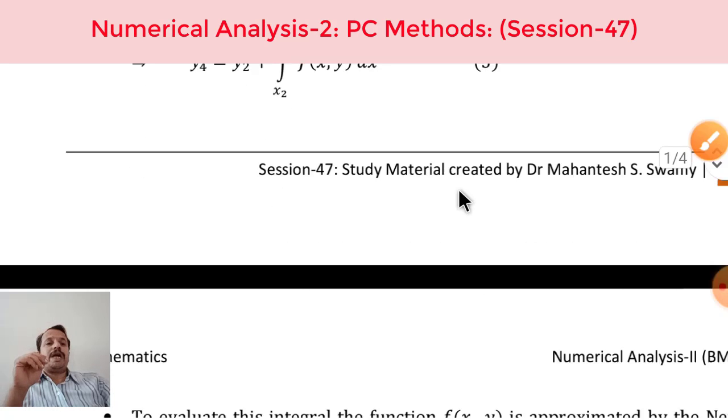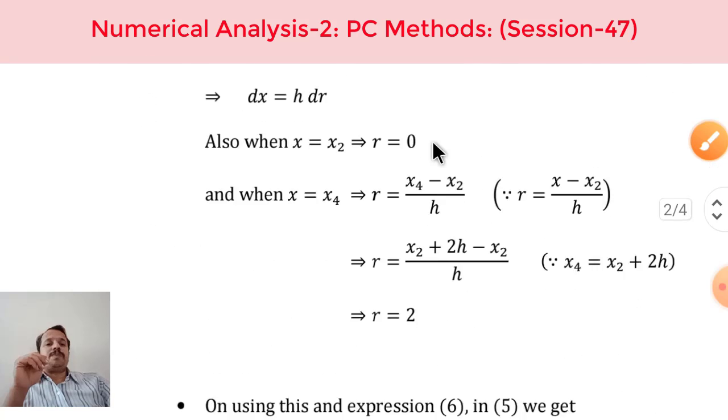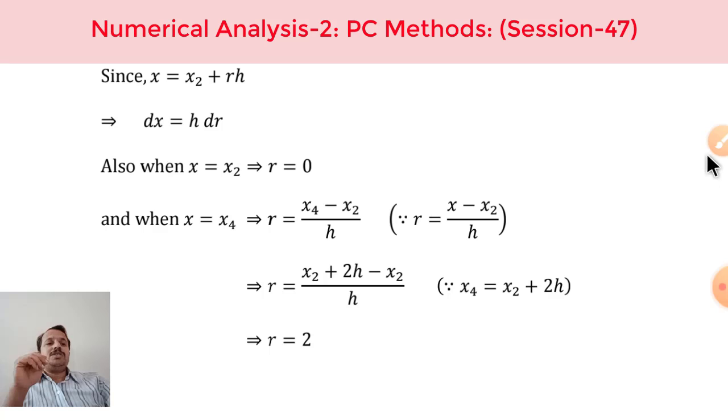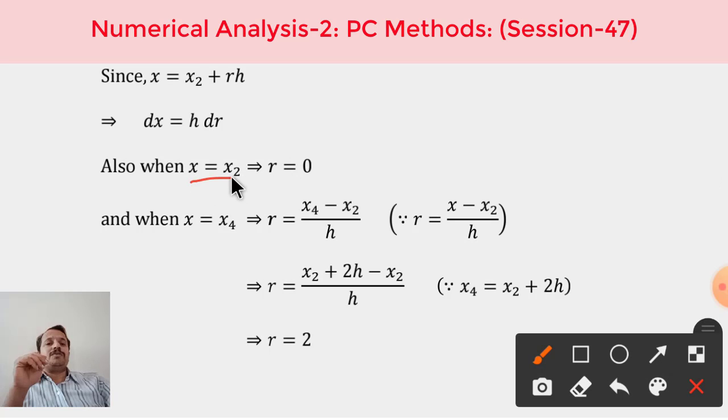In order to do that, let us go for this step. You see here, when x is equal to x2, the lower limit, what happens? The definition of x is in fact x2 plus rh, we all know. So we are now taking x equal to x2, which means here x2 comes.